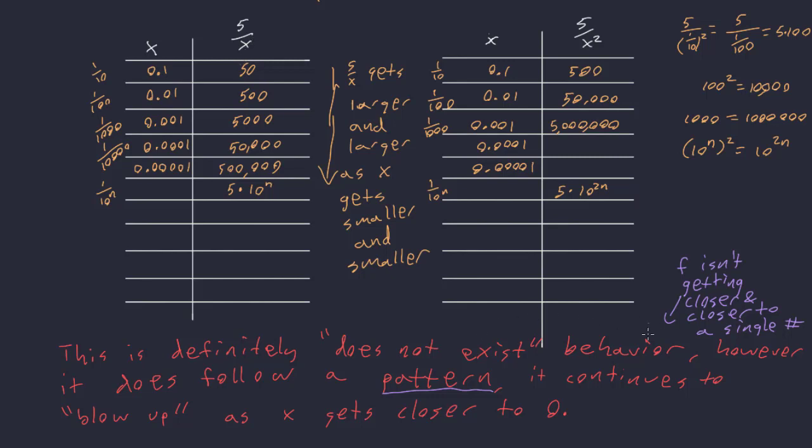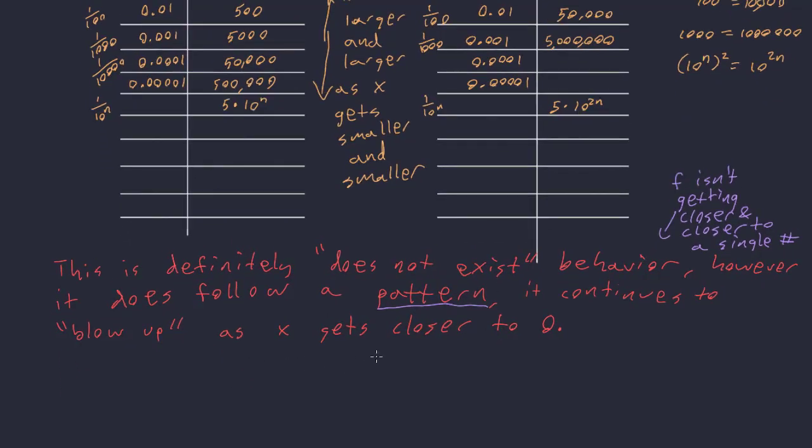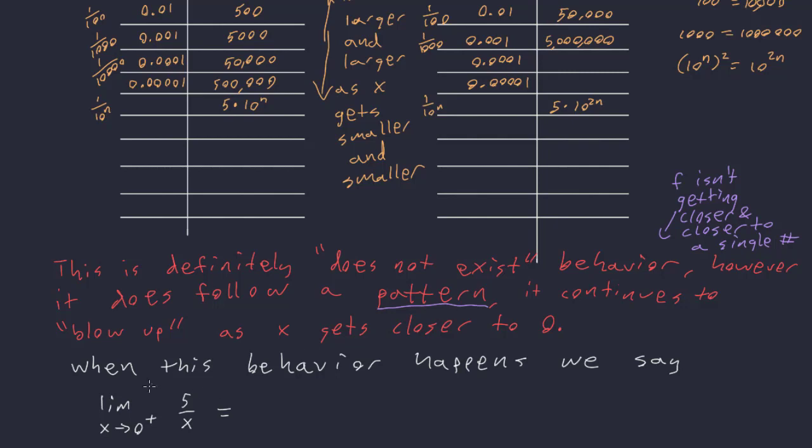Okay, so here's what we say. When behavior like this happens, yes, it is a does not exist, but we don't tend to put does not exist unless we're talking about a two-sided limit where it doesn't match. What we say instead is this. The limit as x goes to 0 from the right, because that's all we've checked so far, of 5 over x is infinity.